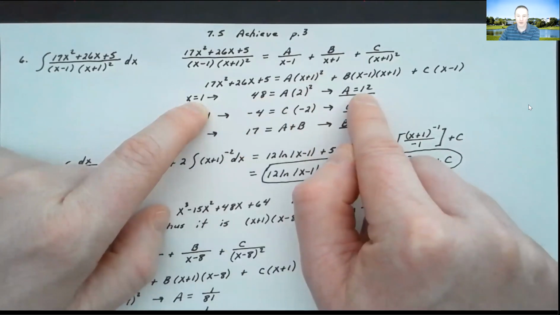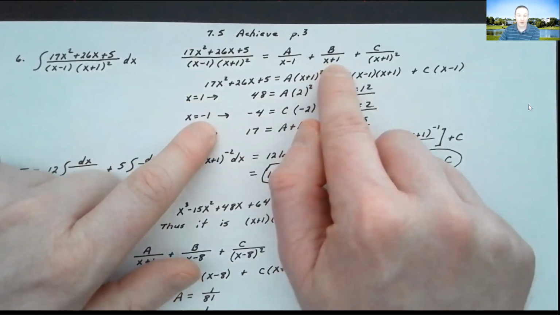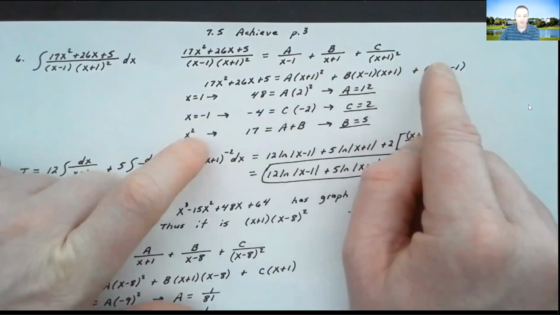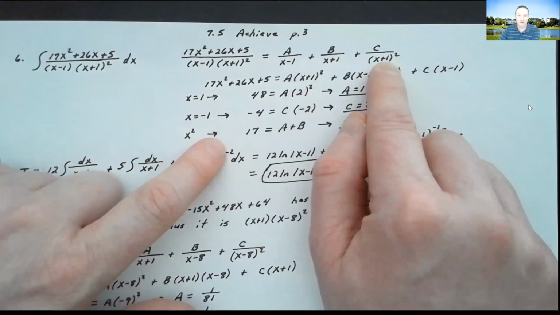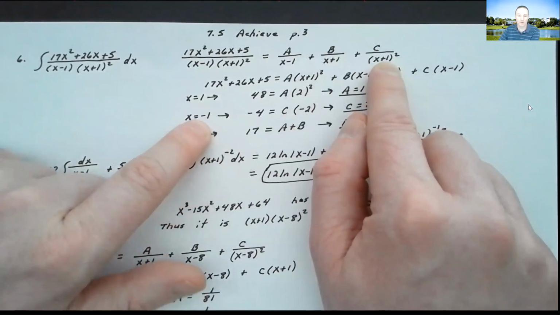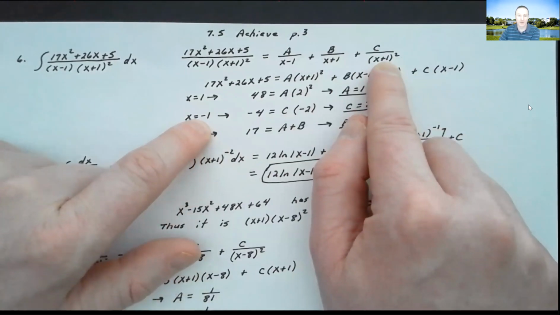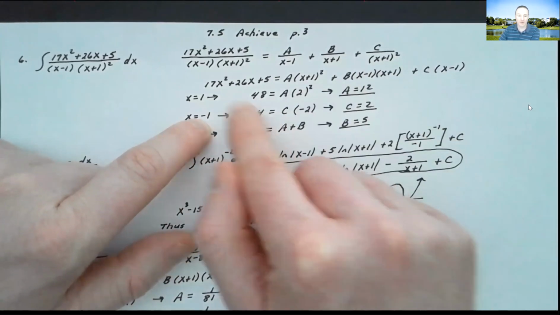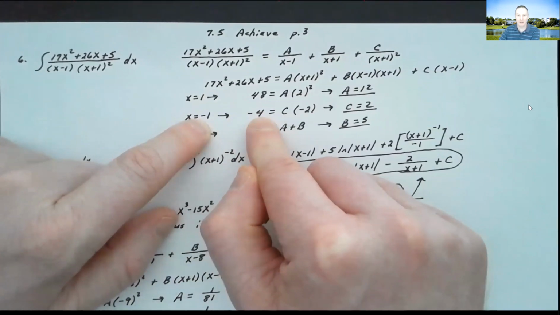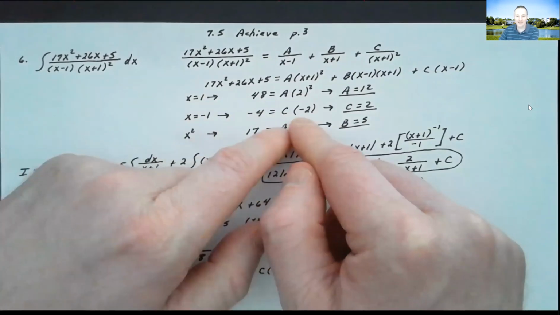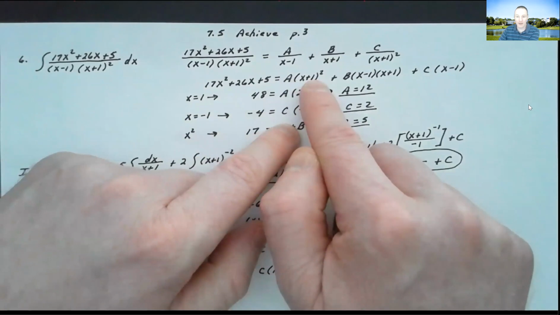A is 12. So now, if I want to solve for another variable, and it's not actually going to solve for B, it's going to solve for C, I can solve for C by setting x equal to negative 1. And so if I set x equal to negative 1 and plug that into the left-hand side, I promise you get a negative 4. On the right-hand side, the A is going to be multiplied by 0.